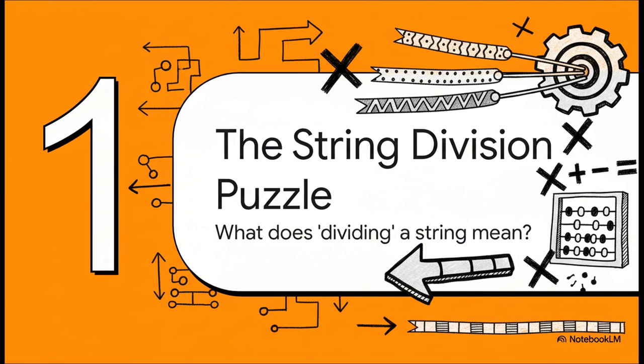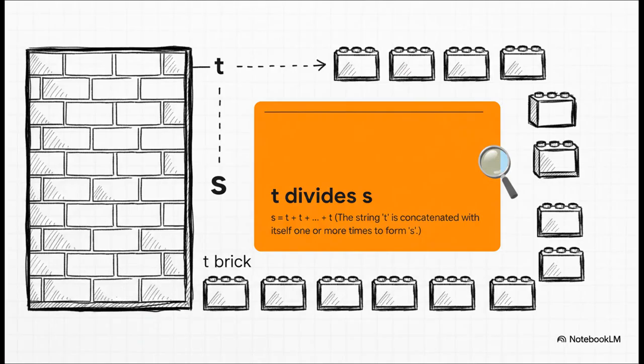The problem has a very specific definition for what it means for one string to divide another, and nope, it has nothing to do with arithmetic. In this puzzle, we say a string T divides a string S if you can build S by sticking T to itself over and over again. Think of S as a brick wall, and T is one specific type of Lego brick. If you can build the entire wall using only that one brick, then we say T divides S.